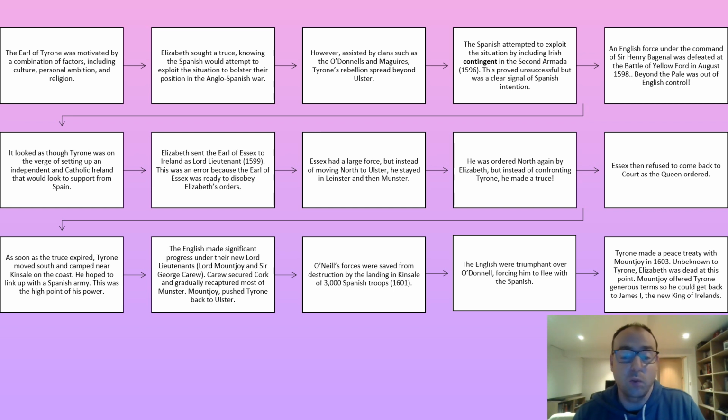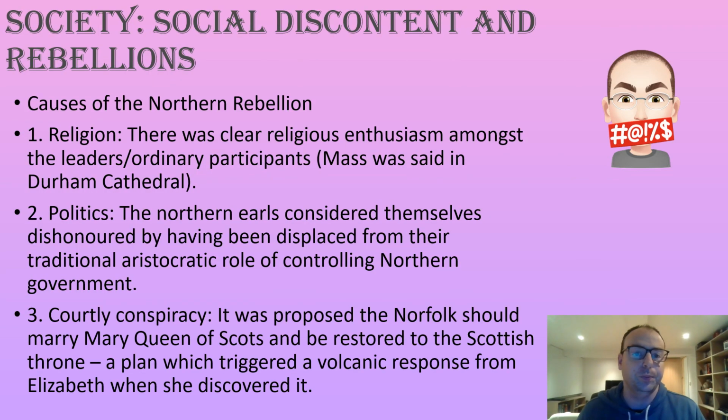Mountjoy actually offered Tyrone really good terms, particularly considering the problems that he caused. And this was basically so he could get back and meet the new King James and make sure he had a significant place in his government and in his standing. So Ireland was a real problem, but eventually we see control being re-established.